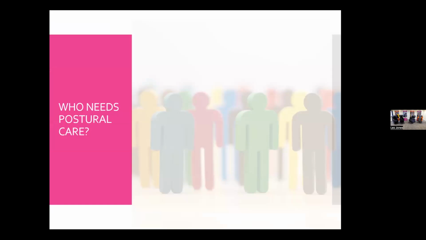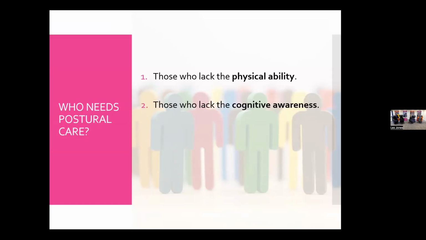So when we talk about proactive, we need to be proactive with identifying risk as well. So who exactly needs postural care? We can break this down into 4 different categories. Those who, of course, lack the physical ability to change their position independently. Those who lack the cognitive awareness to know that they need to change position, especially in older adults, maybe those who have a diagnosis of dementia, who lack that cognitive awareness to know where they are and that they may have been sitting in the same position for the last 8 hours. Those who lack the communication skills, so they know that they're uncomfortable, but they can't relay that information to anyone.